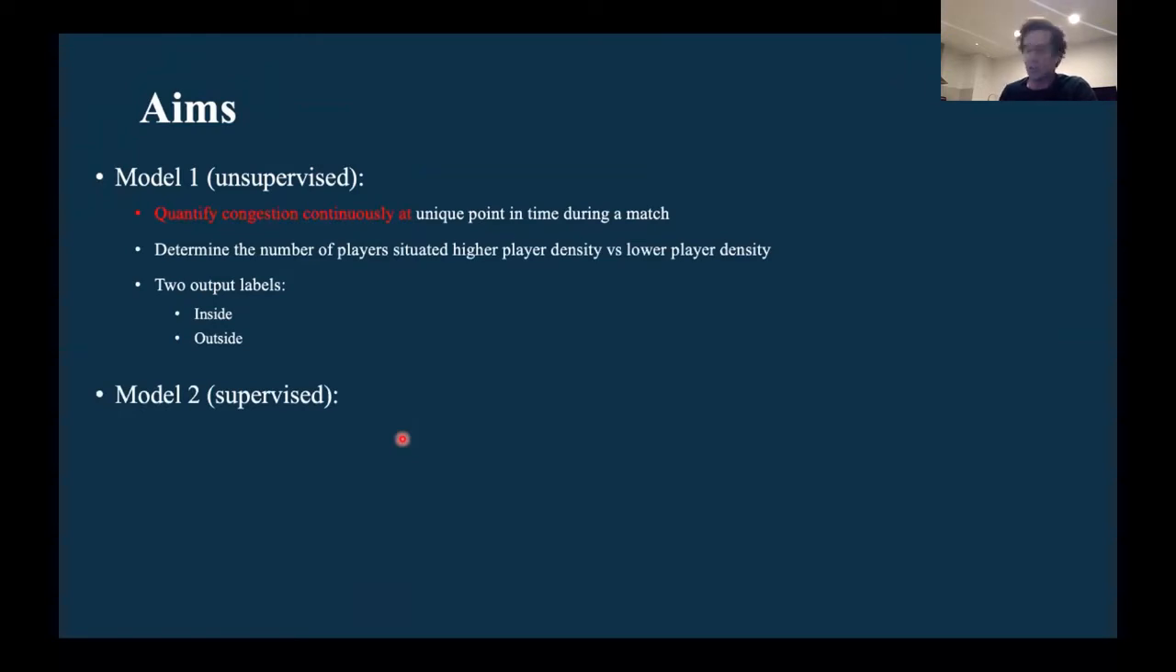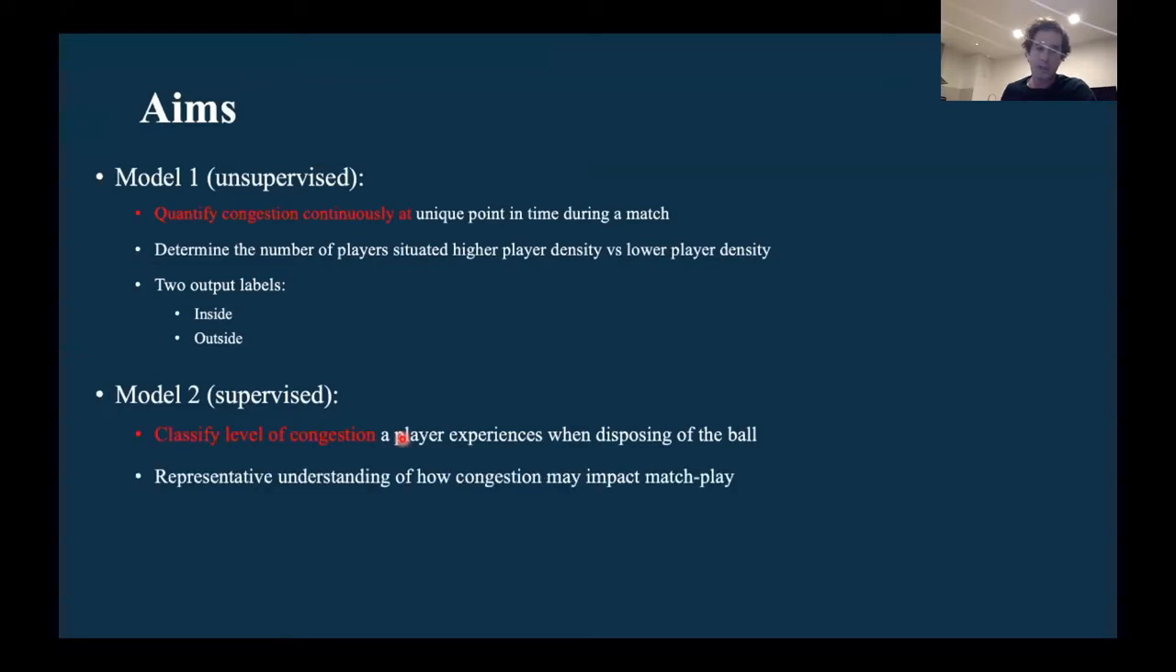So we take a supervised approach where we can classify a more nuanced description of congestion when a player is passing the ball. And this gives us a more representative understanding of how congestion could actually impact match play. So to achieve this, we can train more nuanced labels. So they could involve disposing in high congestion, nearby congestion, or low congestion.